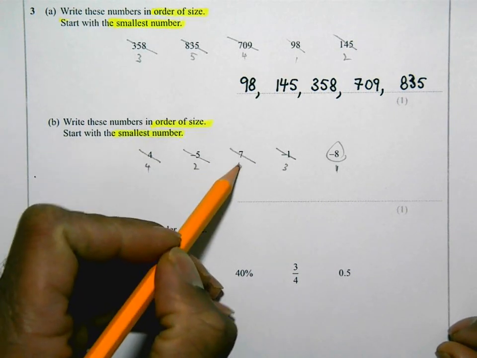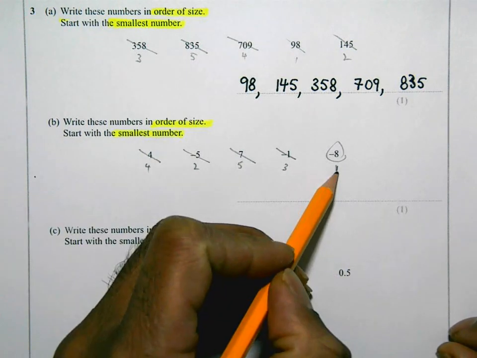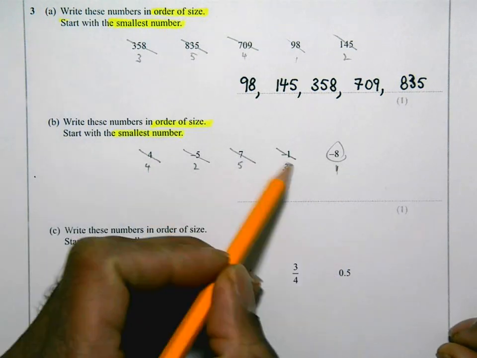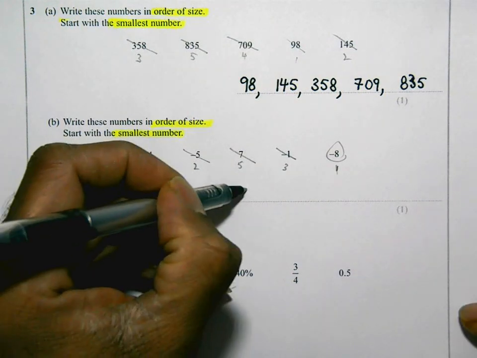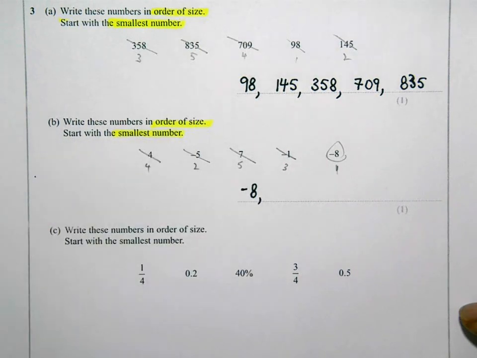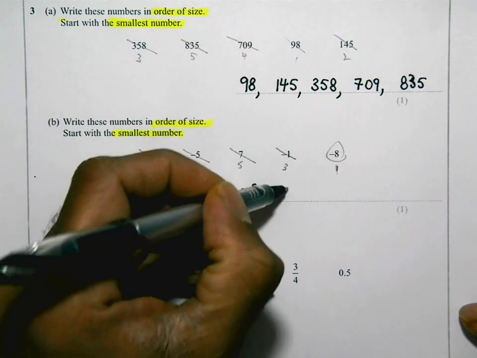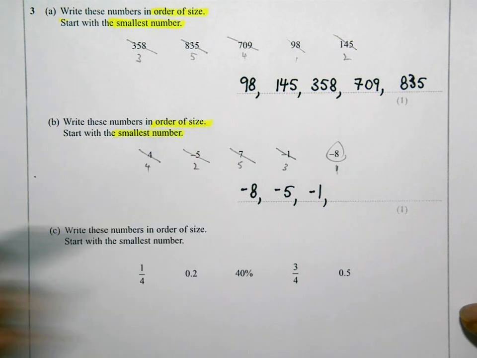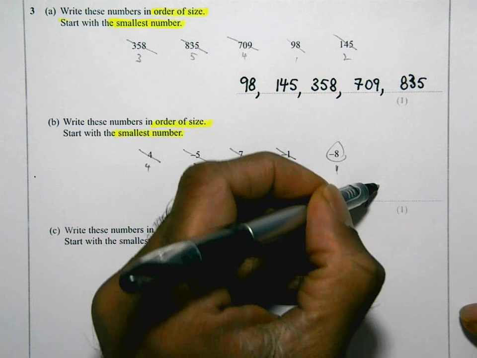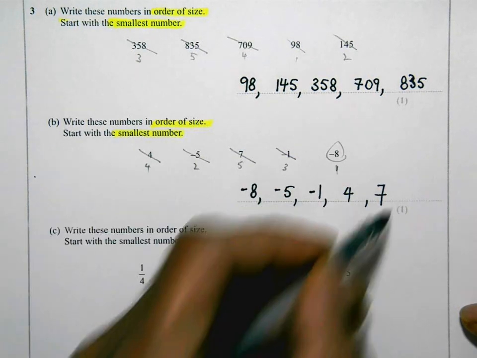So I've just put them in order. That's the smallest, then working my way up. So 1, 2, 3, 4, and then 5. Alright, so you could draw a number line and then try to identify where they all are, or if you appreciate the size, you can actually just do what I've just done. -8, -5, -1, 4, and 7. So smallest to biggest. Okay, that is pretty straightforward there.